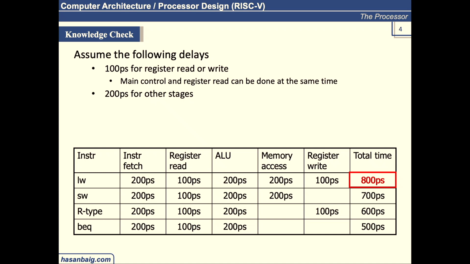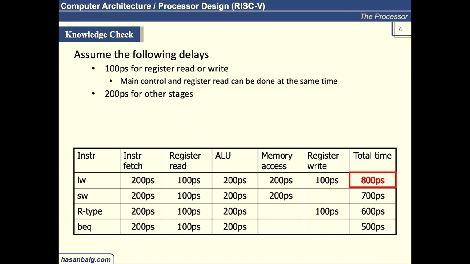BEQ can be finished. SW cannot be finished because the cycle period would be finished in 600 picoseconds. LW also cannot be finished. So that is why we need to set the cycle period which could accommodate the slowest instruction. That is why it is 800 picoseconds. What problem do you see in here? What do you think? Is there any problem?